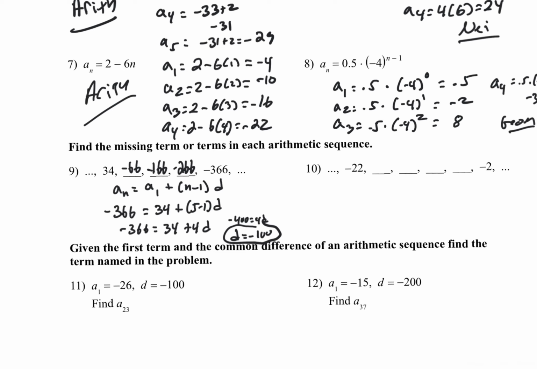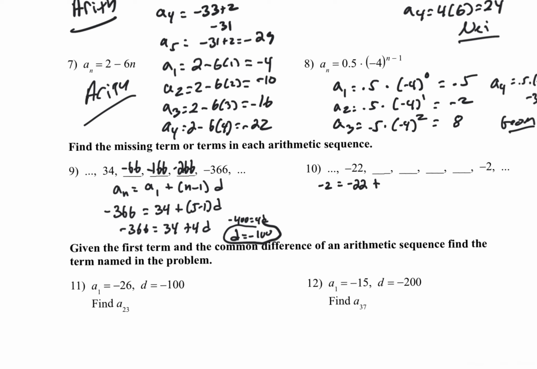For number 10, our last value is negative 2. That's going to equal our first term, negative 22, plus n. Our n value, negative 2, is the fifth term, so 5 minus 1 times d. So negative 2 equals negative 22 plus 4d. 1, 2, 3, 4. Oh, sorry, it should be 6. 6 minus 1. Negative 2 is the sixth term. My apology.